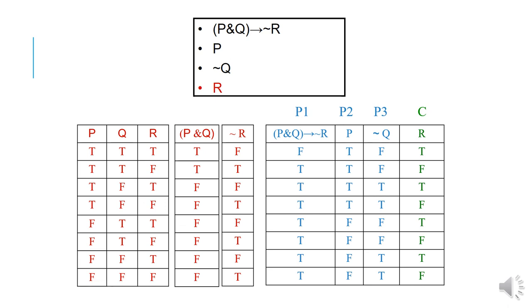Therefore, regardless of what anything else says, in row 4, I see the pattern of true premises and a false conclusion, so I know my argument is invalid. The premises do not guarantee my conclusion.